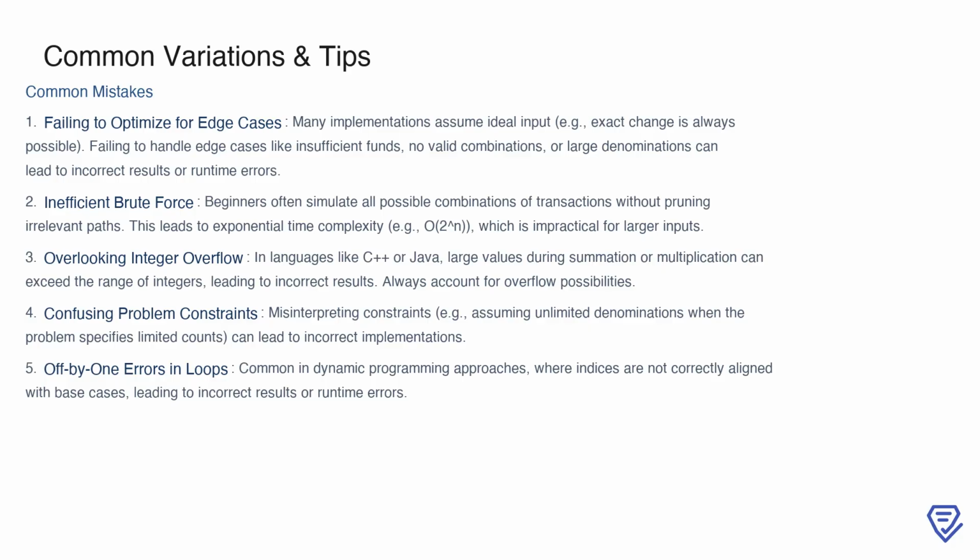Misinterpreting problem constraints is another common pitfall, such as assuming you have unlimited denominations when the problem specifies otherwise. Lastly, off-by-one errors in loops, particularly in dynamic programming implementations, can cause misaligned indices and incorrect results. Being mindful of these mistakes can save you significant debugging time and ensure your solution is robust.